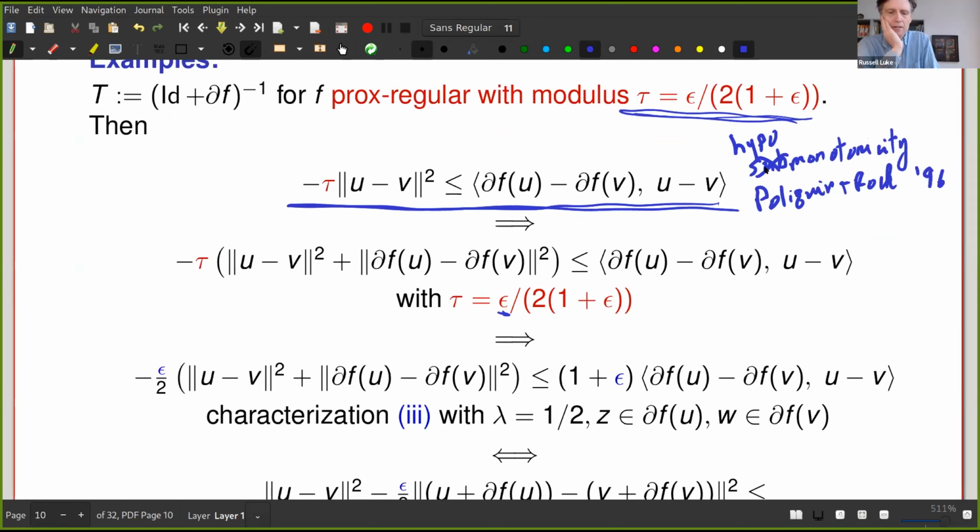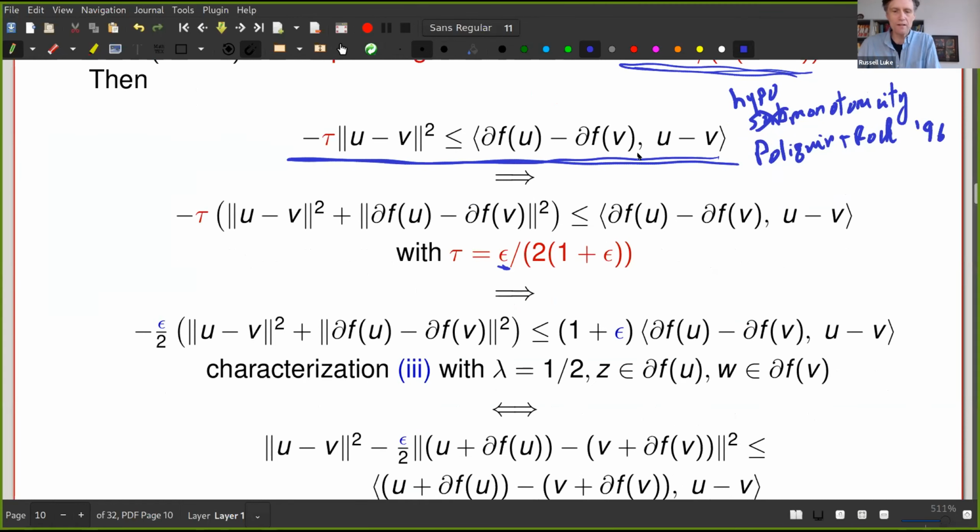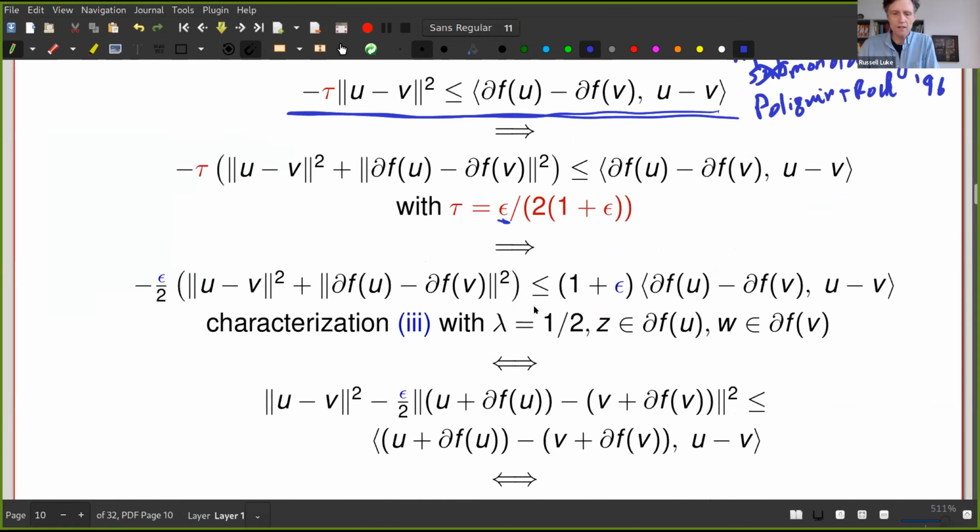So let's start with hypomonotonicity of the subdifferential, which is coming from prox regularity of the function. That implies, if this is less than that, then I add something to that and hit it with a negative number so that this is even less than that. So that's true. Now the tau, I'm going to write in terms of some epsilon. Then I just rearrange this inequality to get this inequality down here. And that is the third characterization of the subdifferential satisfying this.